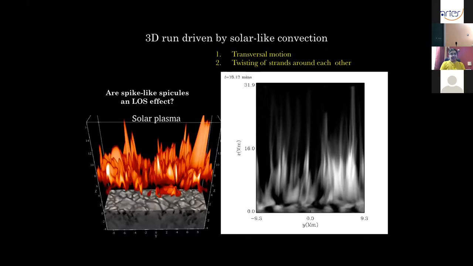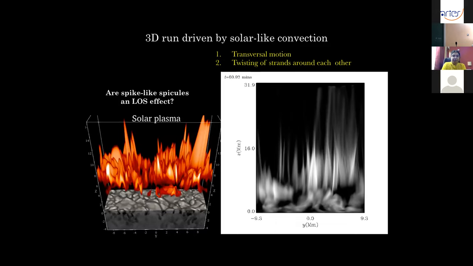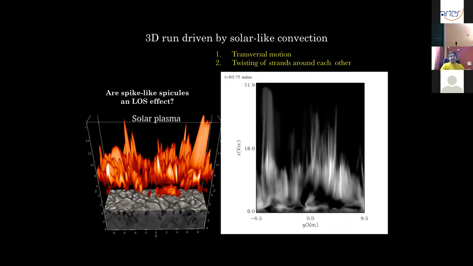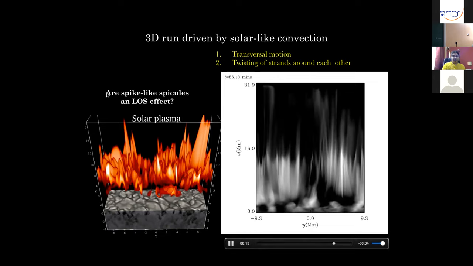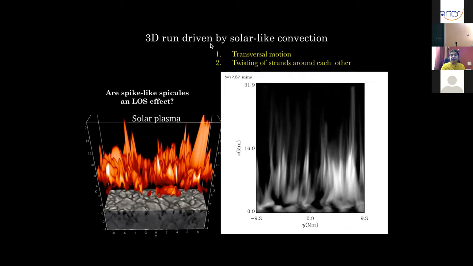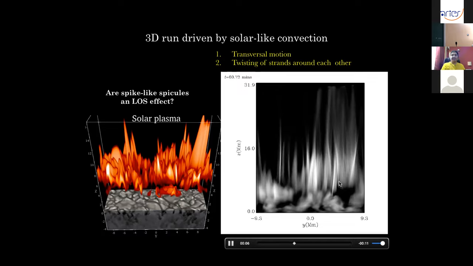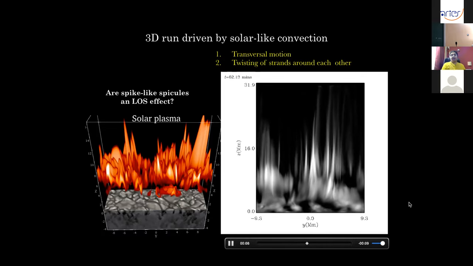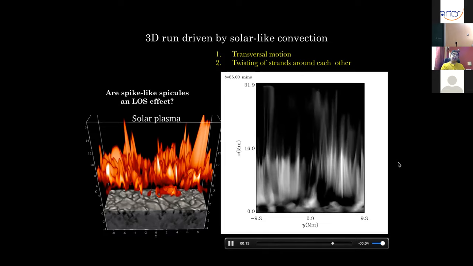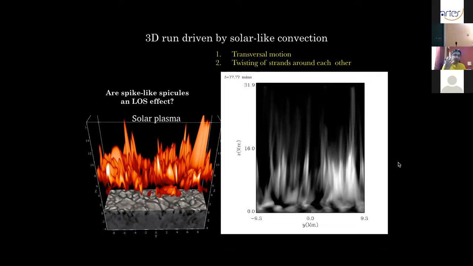So now these were about some results about the 2D simulations. We are now also performing 3D runs, where you can see that we have these spicules again also forming by the same mechanism, solar-like convection. And you also see transversal swaying, as well as you will notice in this movie, if I have time to let this run a few times, you will see twisting of strands around each other.